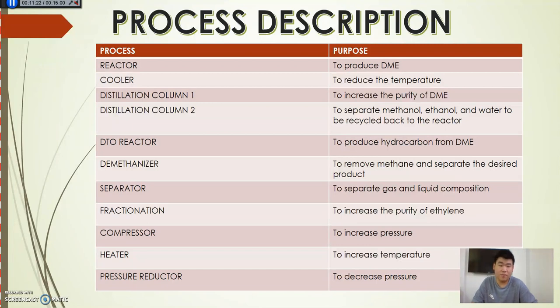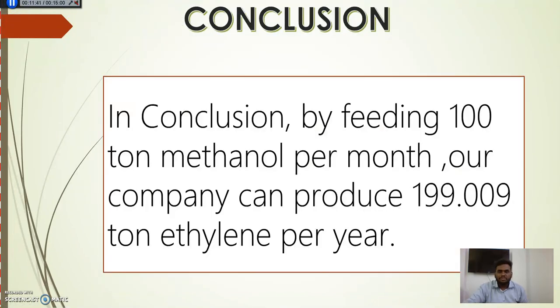The separator is to separate gas and liquid composition. And fractionation is to increase the purity of ethylene. The compressor is to increase the pressure, and the heater is to increase the temperature. The pressure reductor is to decrease the pressure. In conclusion, by feeding 100 tons methanol per month, our company can produce 199.009 tons ethylene per year.